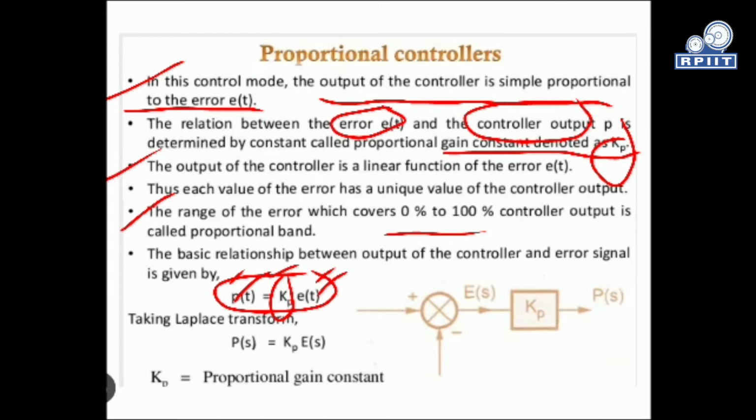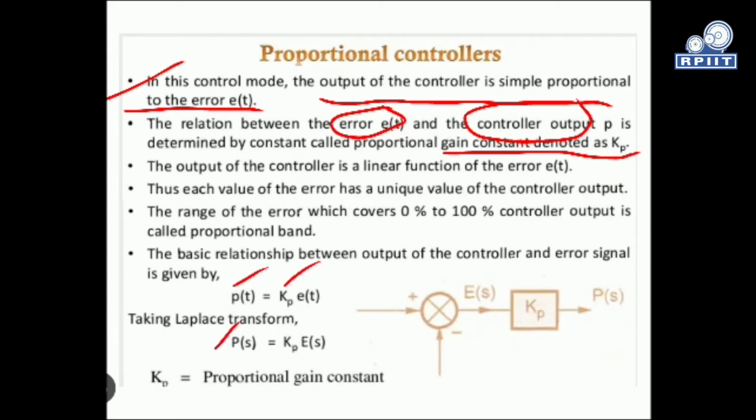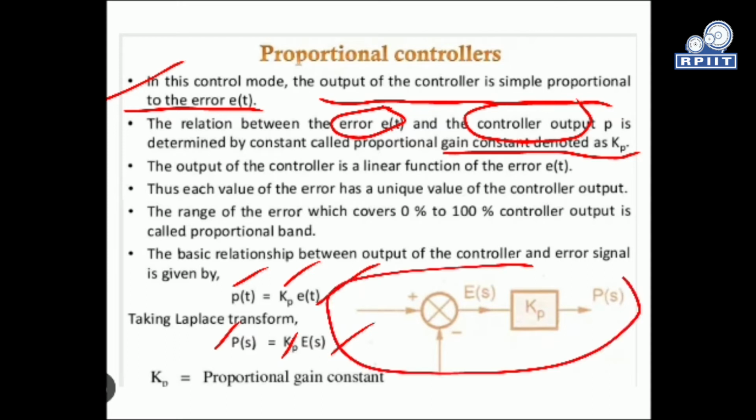If we take the Laplace transform of this equation, p(t) will be P(s), Kp will remain the constant Kp, and e(t) will be E(s). If we make the block diagram for the same, we get this kind of structure. P(s) is our output, Kp is the transfer function, or the gain of our controller, and E(s) is the error. So Kp is the proportional gain constant.